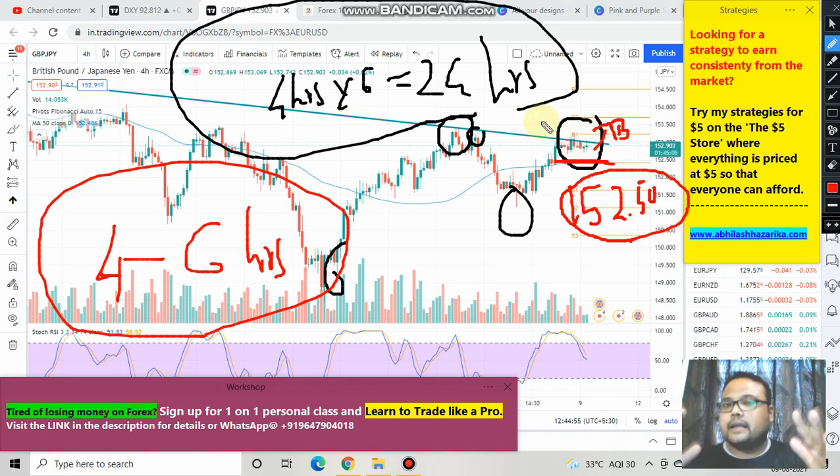Right now market is standing at a resistance, but still it is not a good position to short the market, and I have already explained. So hopefully you've understood everything.